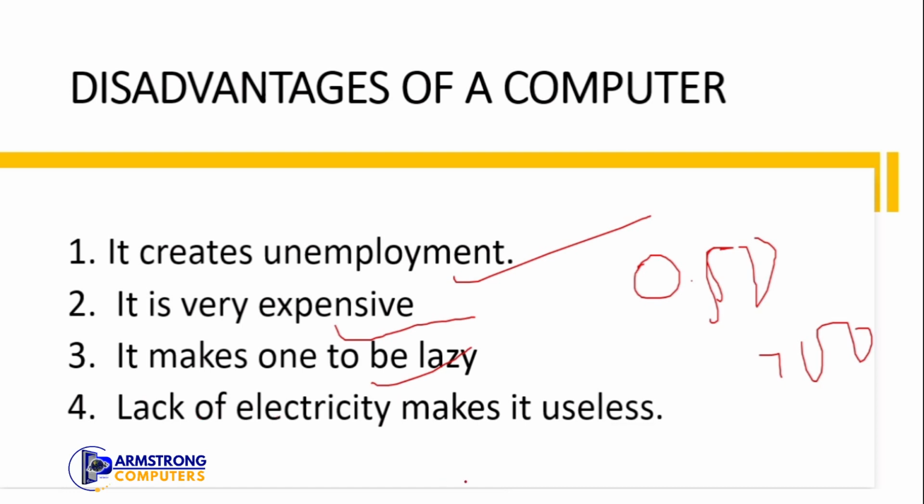The fourth one talks about how lack of electricity makes it useless. Now, the computer itself is an electronic device, so without electricity, the computer cannot function or it is useless. So that's what it means by lack of electricity. Without light, the computer is useless. It cannot be useful. So this brings us to the end of the disadvantages of a computer.